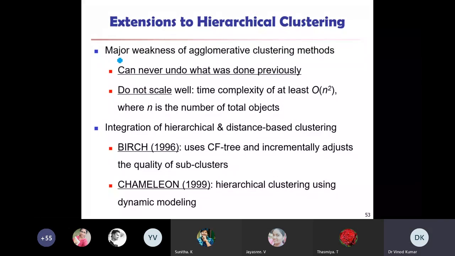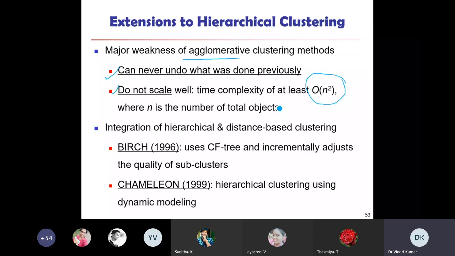Next is the extension to hierarchical clustering. What are the major weaknesses of agglomerative clustering methods? It can never undo what was done previously; we can't go back. It does not scale well, again the same problem as in medoid. The time complexity is at least order of n square, where n is the number of total objects. Whatever the number of total objects is, the complexity is its square.